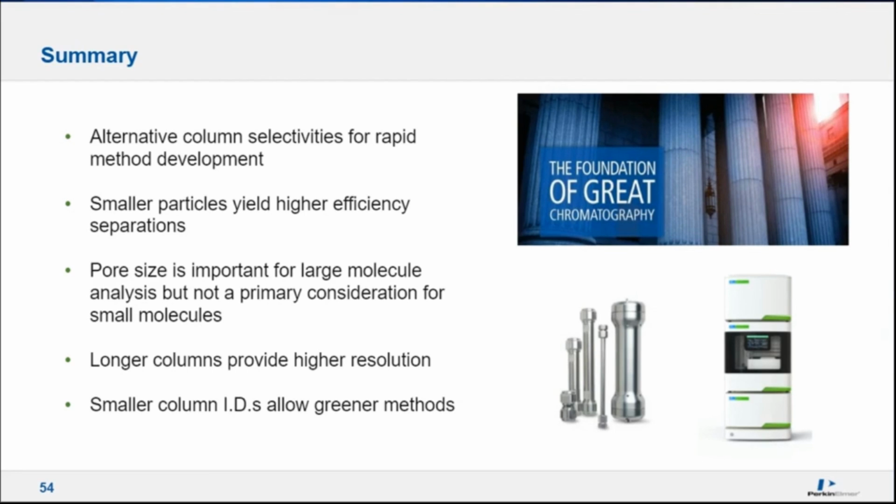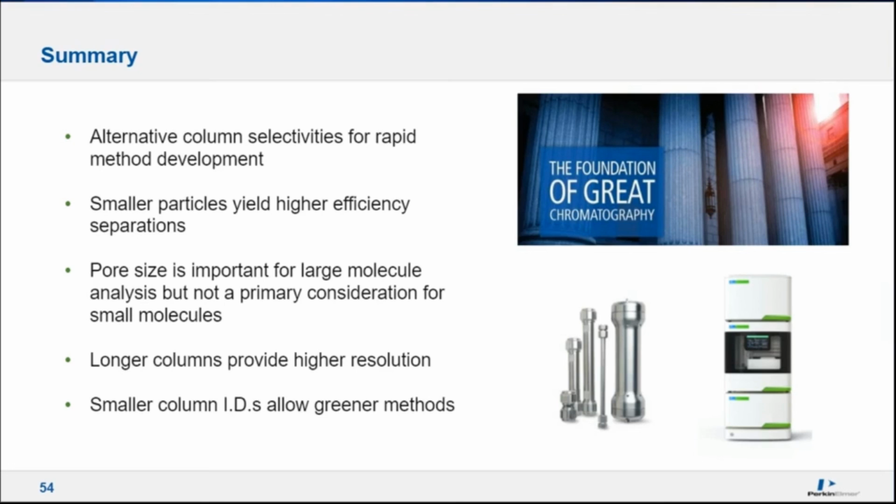Pore size is very important for large molecule analysis, but is not a primary consideration for small molecules. Longer columns provide higher resolution. However, it is generally better to reduce particle size, column ID, or to look at alternative stationary phases as a way of improving separations or improving resolution. Again, the longer columns can do this, but there is a penalty, including greater solvent consumption, higher column cost.